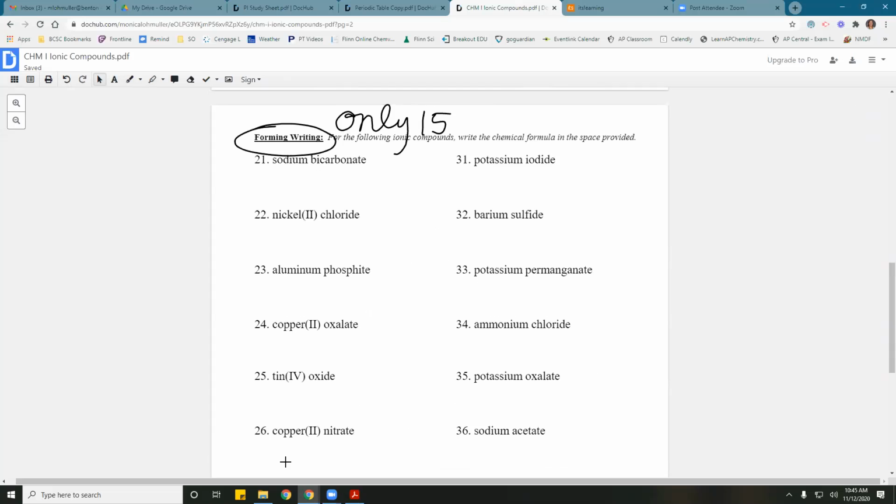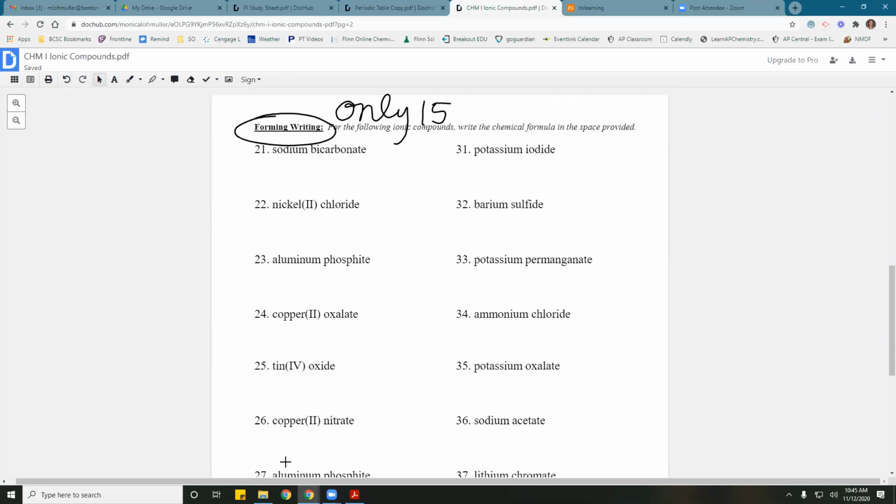Okay, so now the formula writing, we need to use charges. And the whole point is that charges will balance to 0, okay? Sometimes it's nice because if it's like a +1 and a -1, the charges balance each other out. But if they're not +1 -1 or +2 -2, then it gets a little bit more confusing, okay?